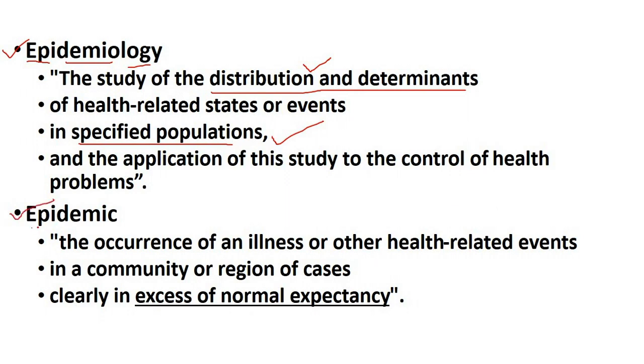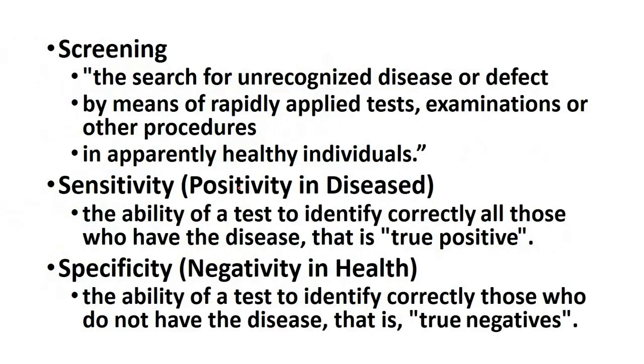Now we are moving to epidemic. Epi means upon, demic means people. So the epidemic is the occurrence of an illness or health related events in a community or a region clearly in excess of the normal expectancy. The most important phrase in this definition is excess of normal expectancy. Even if not a single case is present in that community and you find a single case, that will be considered as an epidemic. So the occurrence of an illness or health related events in a community or a region clearly in excess of normal expectancy is called an epidemic.